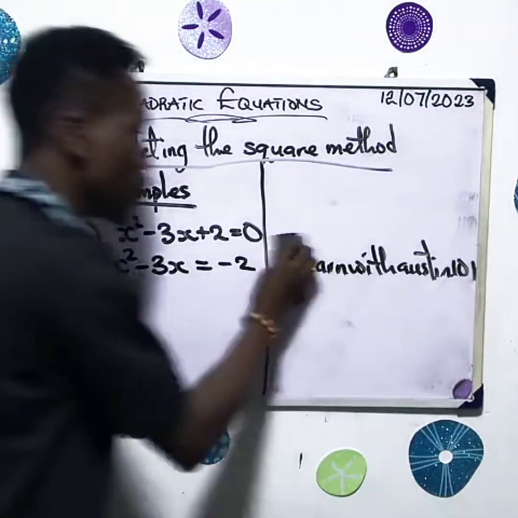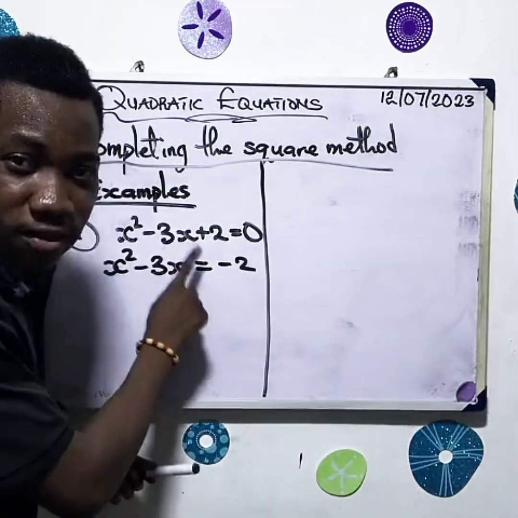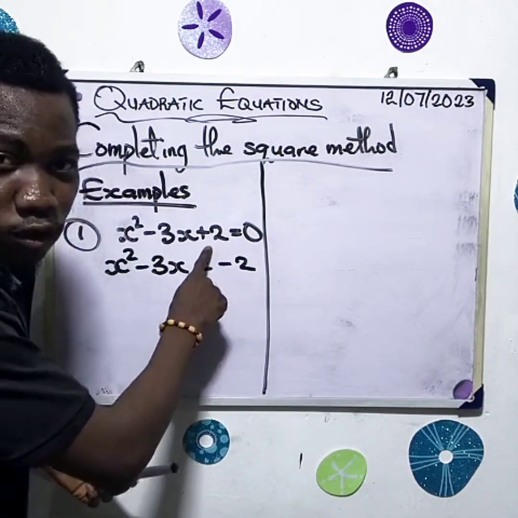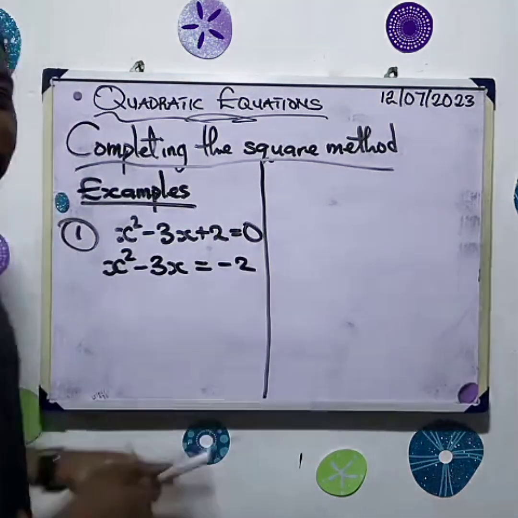Okay, so let's continue. Again, I repeat myself, the first thing you want to do is to move your constant to the right hand side. In this case, our constant is plus 2. So you're going to move your plus 2 to the right hand side, and then you have what? Minus 2. Now, what's the next thing?